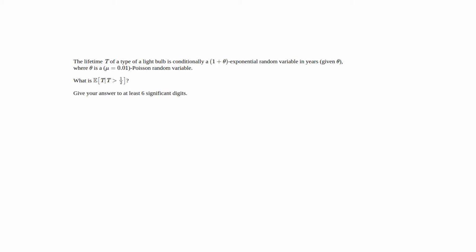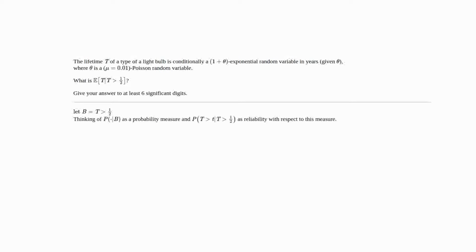This question asks for the conditional expectation of T given T is greater than 1/2. T is some random variable that's described as an exponential random variable with parameter 1 plus theta, conditionally on theta. Theta itself is a random variable which is a 0.01 Poisson random variable. Now this conditioning, T greater than 1/2, is conditioning on a simple event, which we maybe call B. B is equal to T greater than 1/2.